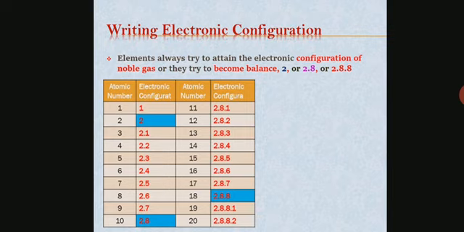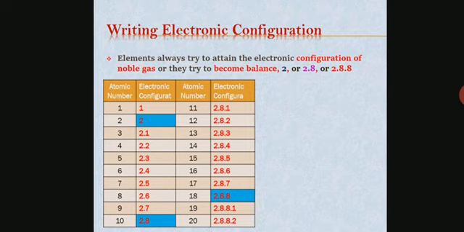Just for example, say atomic number 5. For atomic number 5, electronic configuration is 2.3. So if it is 2.3, it should have been in the third group, but there is no third group in the second period. 2.3 belongs to second period, and in the second period there is no third group. So what we have to do, we have to add 10 to this 3, so it becomes 13. 3 plus 10 is 13. So atomic number 5 will belong to the 13th group.